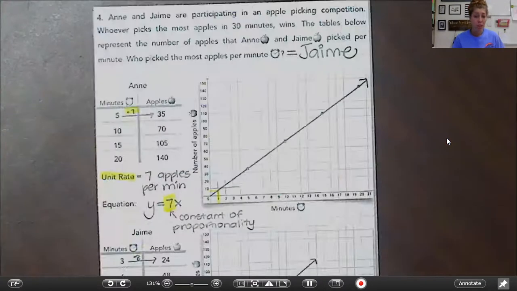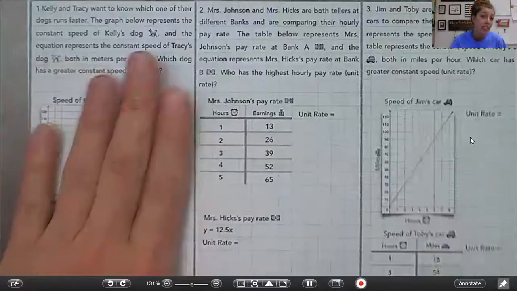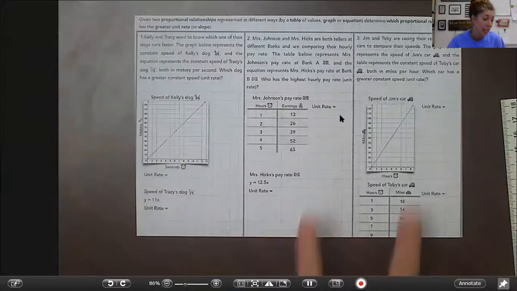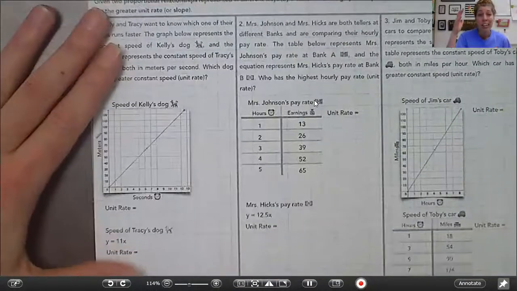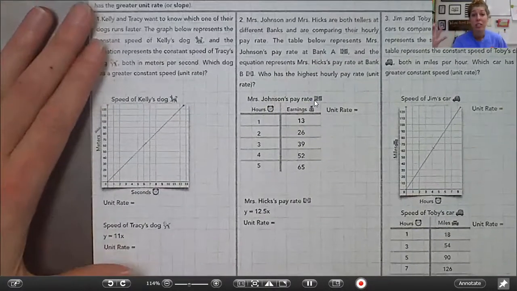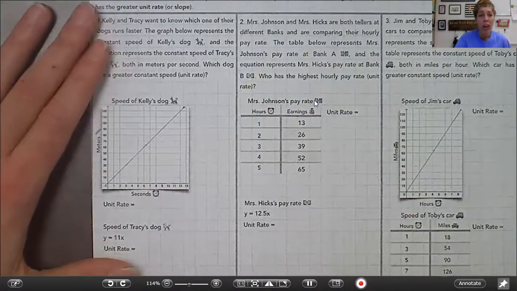Okay. Now, with that said, what I'd like us all to work on, I'm going to do one of these for you, and you guys are going to look at the last 2 on your own. This will be what we do together at our meeting. This is using different representations to make a decision like that. Okay, so look at this first one.